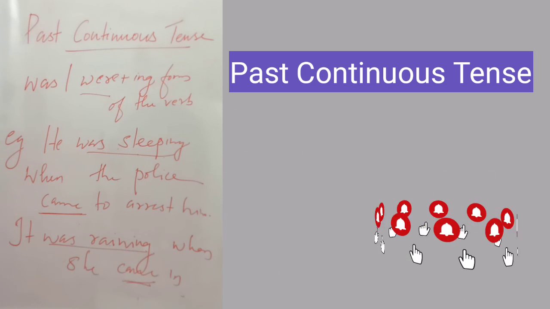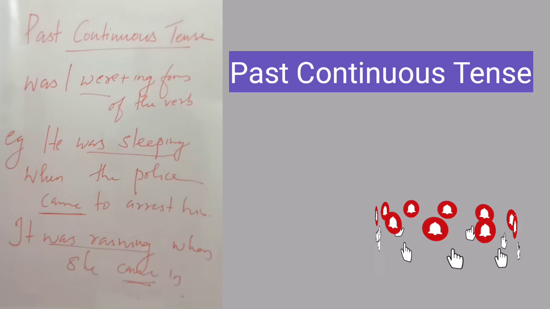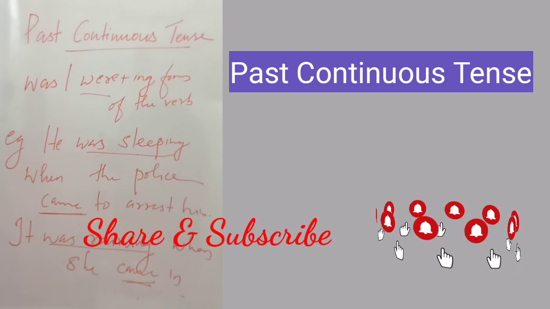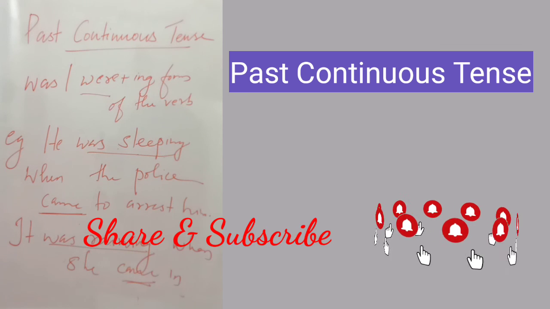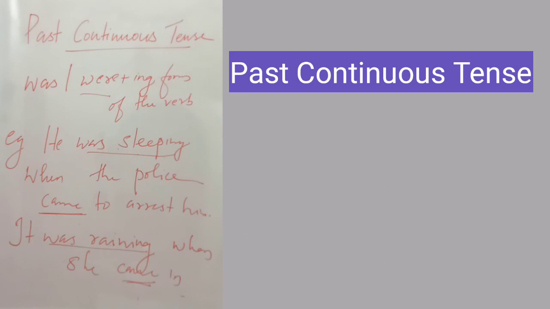Another occasion, it is often used together with the past tense to show that one activity was in progress while another took place. Example, he was sleeping when the police came to arrest him. It was raining when she came in.